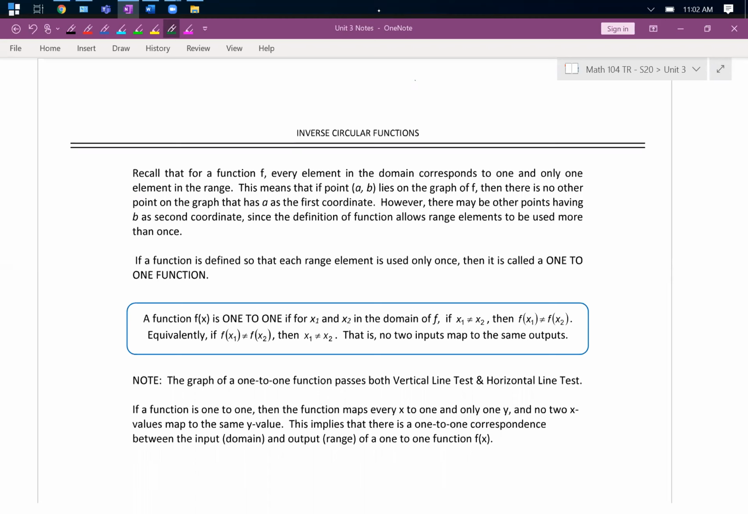Recall that for a function f, every element in the domain corresponds to one and only one element in the range. This means that if point (a, b) lies on the graph of f, then there is no other point on the graph that has a as the first coordinate. However, there may be other points having b as the second coordinate, since the definition of function allows the range elements to be used more than once. Well, if a function is defined so that each range element is also only used once, then it is called a one-to-one function.